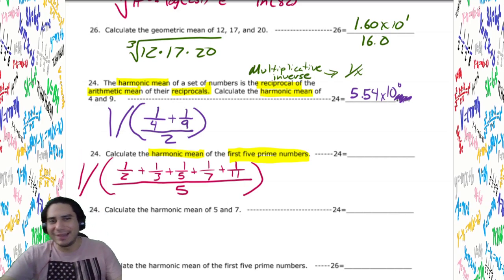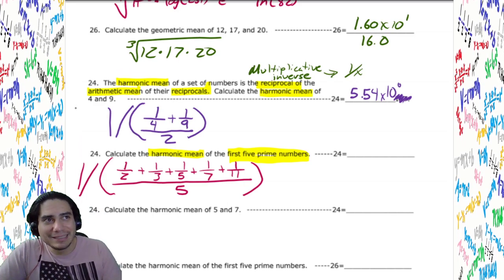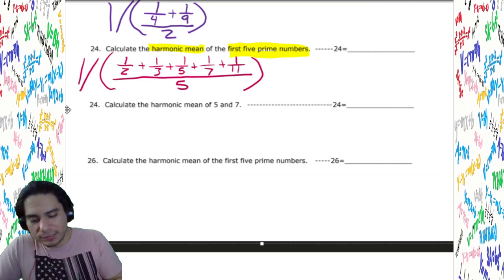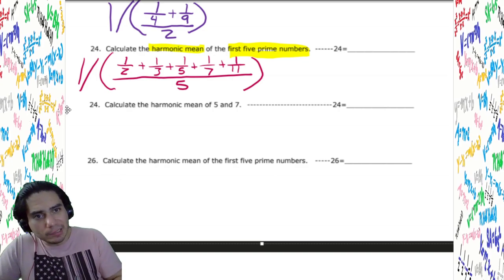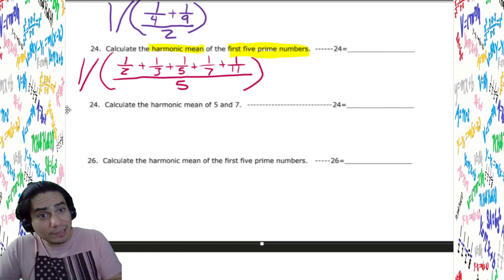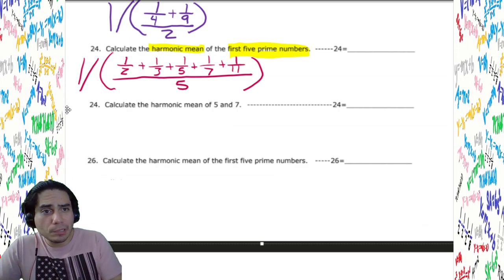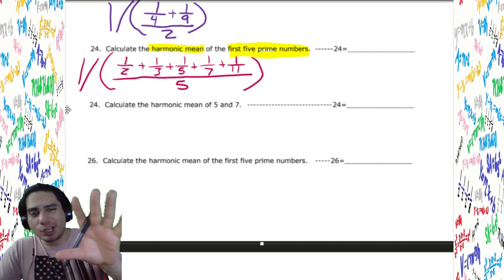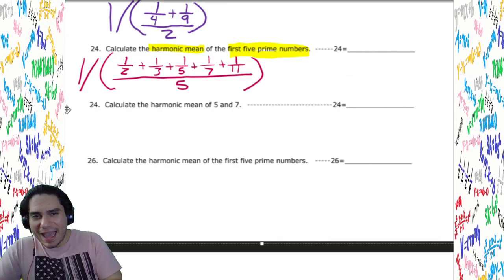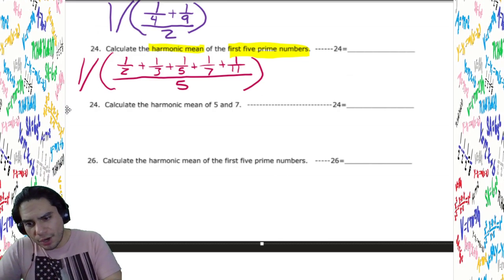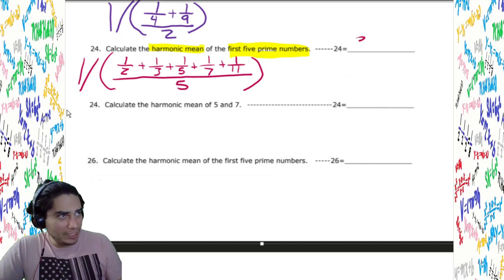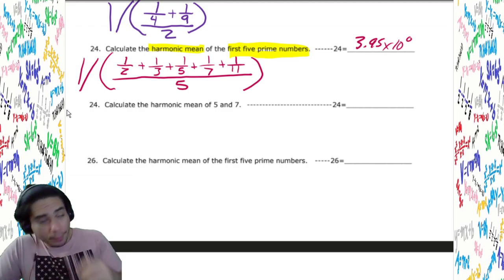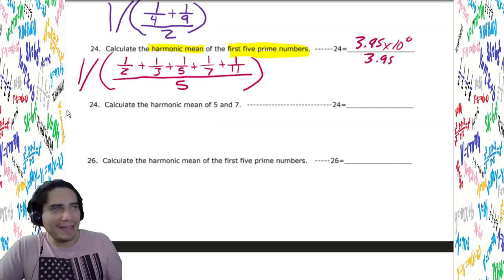So let's do it. We're going to 1 over x. 2, 1 over x. 3, 1 over x plus. 5, 1 over x plus. 7, 1 over x plus. Remember, we're doing the reciprocal here. 11, 1 over x plus. We're going to hit 5. We're going to hit divide. And at the last step, 1 over x one more time. And we got ourselves 3.95 times 10 to the 0, or 3.95.